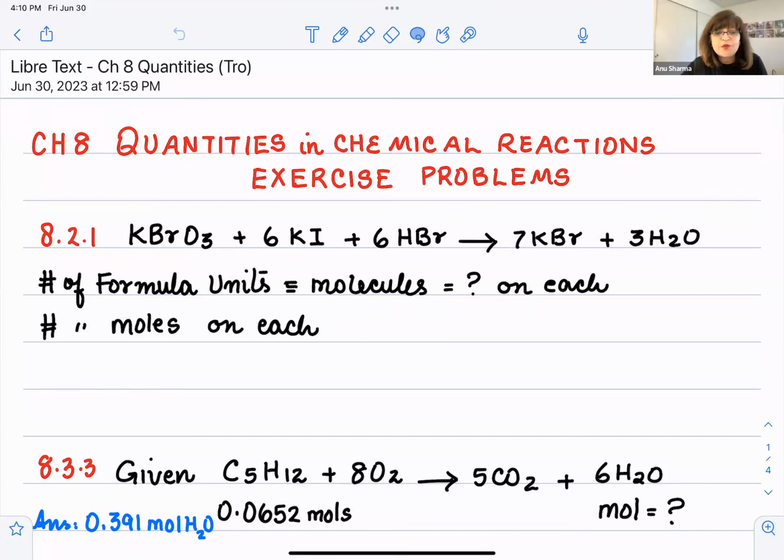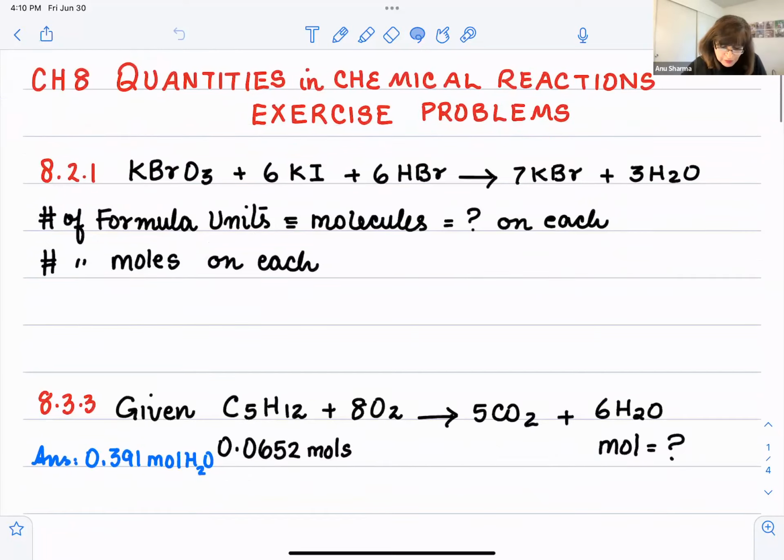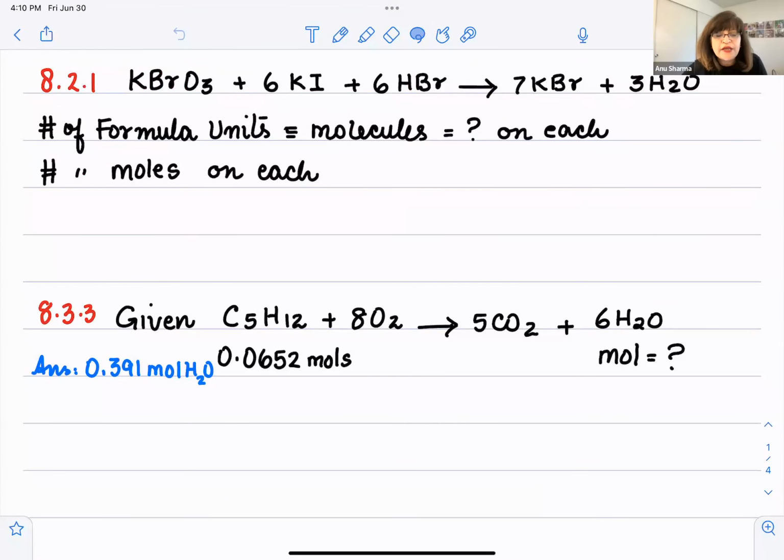And this chapter is the quantities and chemical reactions. And we're going to look at the exercise problems within the text, within the chapter in every section. So the first set of exercise problems is 8.2.1. Here, we are given a chemical reaction and we're being asked to find the formula units.